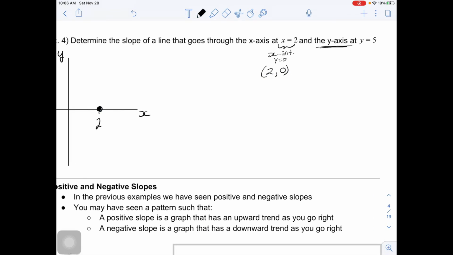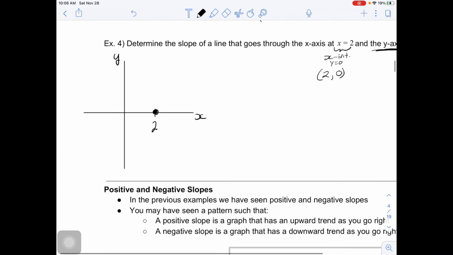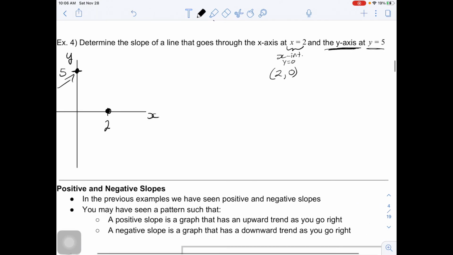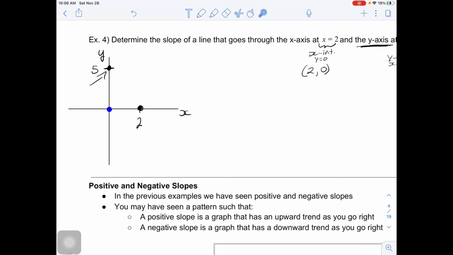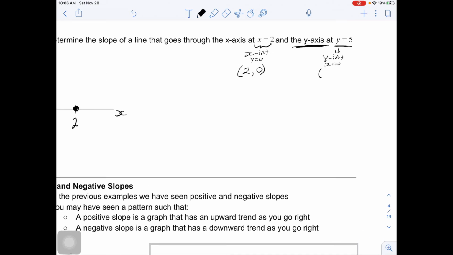It looks like our graph goes through the y-axis at y equals 5. So that's right here. And what is that? Well, that's your y-intercept. And remember, from our previous lessons, we know our y-intercept is when x equals 0. And you can see that visually here. When x is 0, y is 5. So this coordinate point would be 0 and 5.